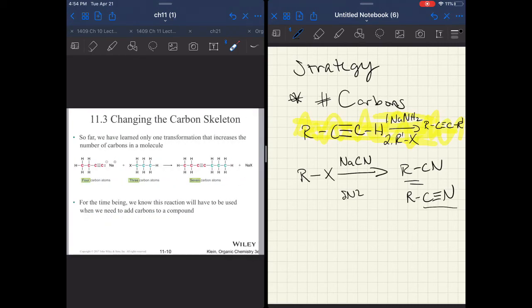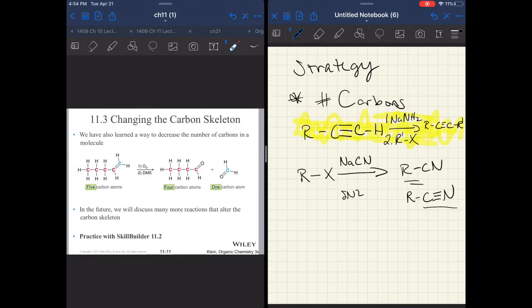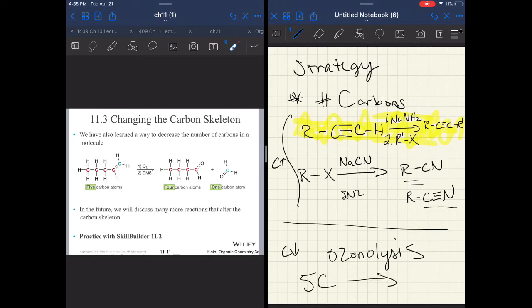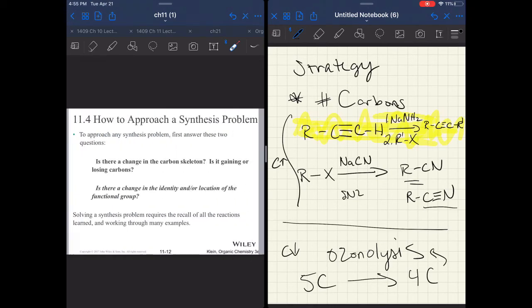So changing the carbon skeleton, as we've mentioned, we can increase carbon. We can also decrease carbon, right? So this first section was taking the number of carbons up. If we want to take the number of carbons down, right now the only thing we know is ozonolysis. So if I give you an example problem that has 5 carbons and then the product has 4 carbons, ozonolysis is going to be your friend. Okay, so we're just reviewing here.